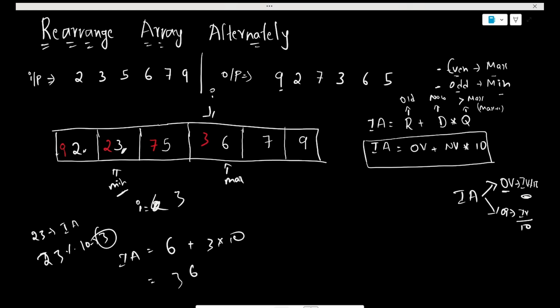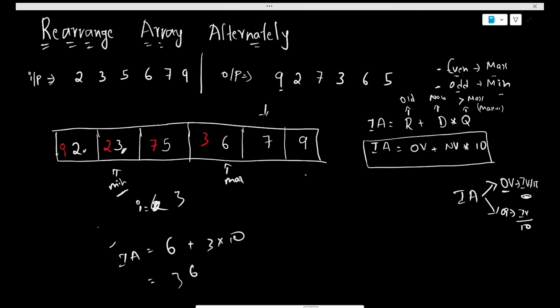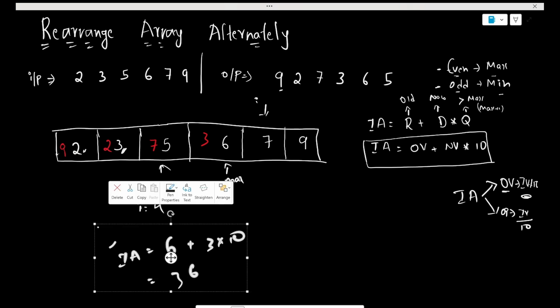Simple. 36 updated, and after that I is incremented, and we have used the min, so min also incremented, and next I value now becomes 4. Whenever I becomes 4, calculate the intermediate answer.